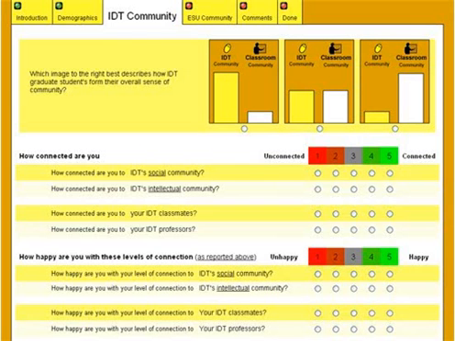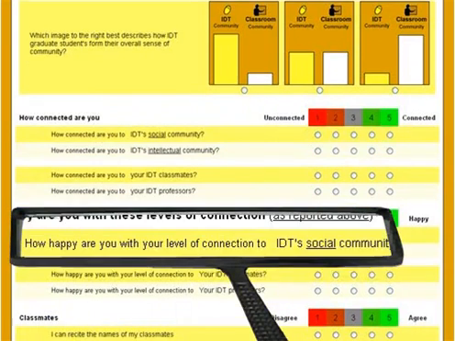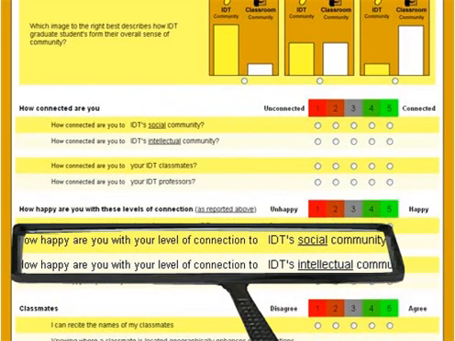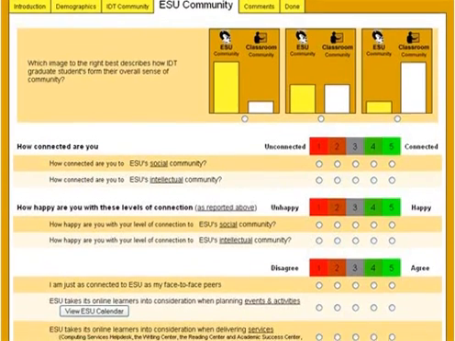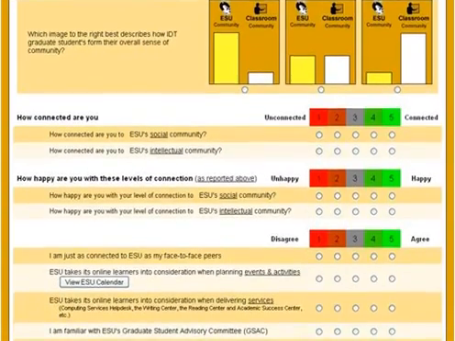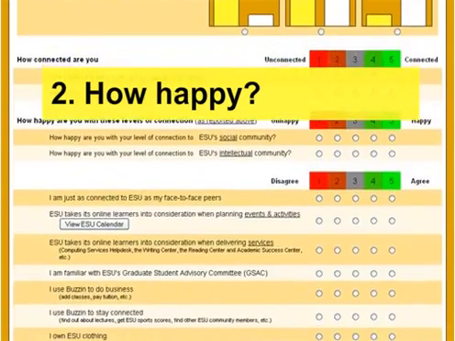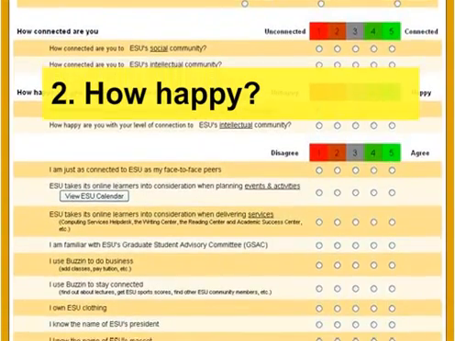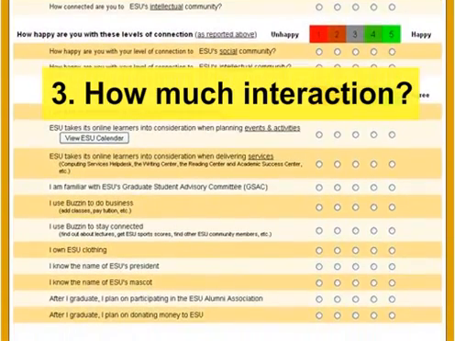Using Likert scale items, I asked questions such as, how connected are you to your IDT classmates and professors? How happy are you with your level of connection? How much do you agree with the following? I regularly communicate with my professors outside of class. For both departmental and university community, I wanted to find out: 1. How connected did respondents feel to these communities? 2. Were they happy with these levels of connection? And 3. How often did they interact with other community members outside of the classroom?